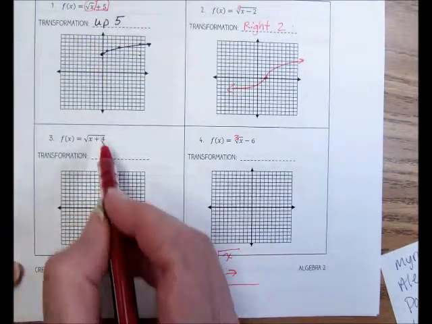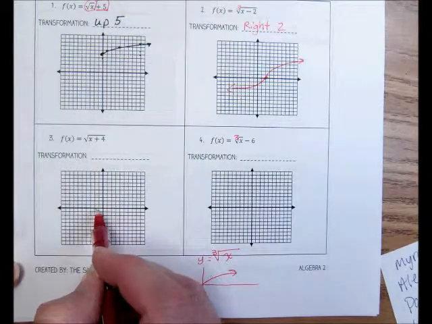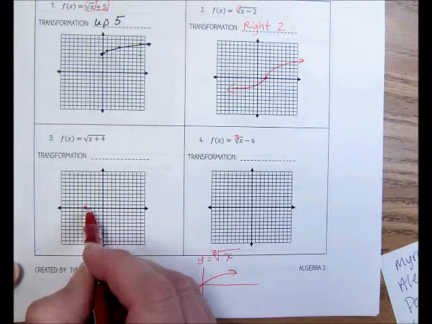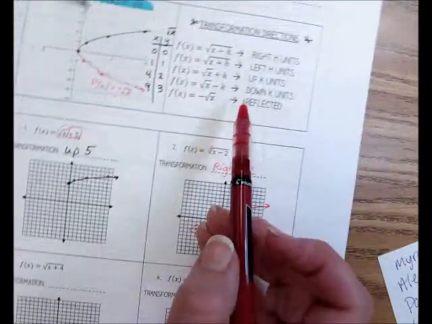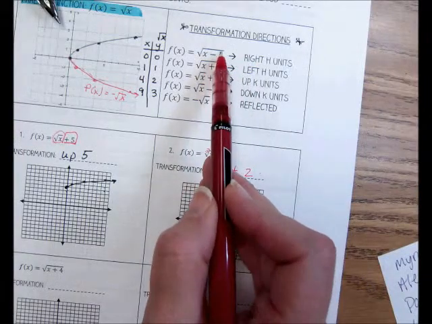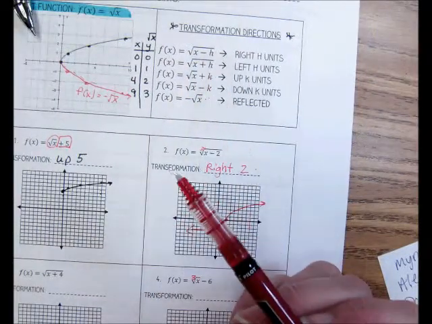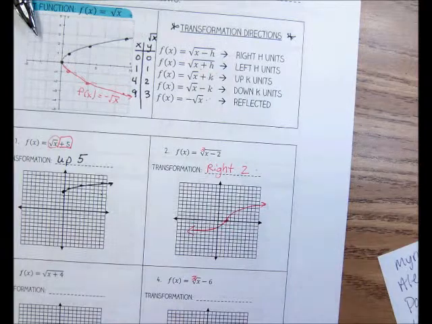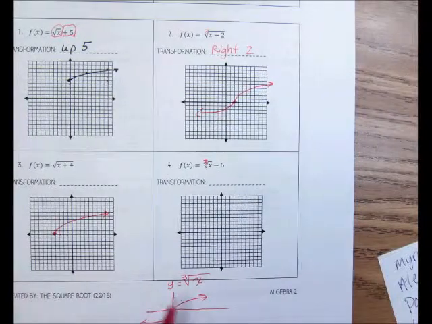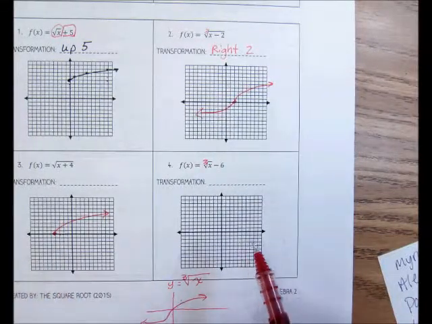So it looks like I'm going to move it to the left 1, 2, 3, 4. And the reason I move it to the left are my rules up here. I'm moving it to the left 4 units. And so my new function is going to look something like that, with the starting point at negative 4, 0.